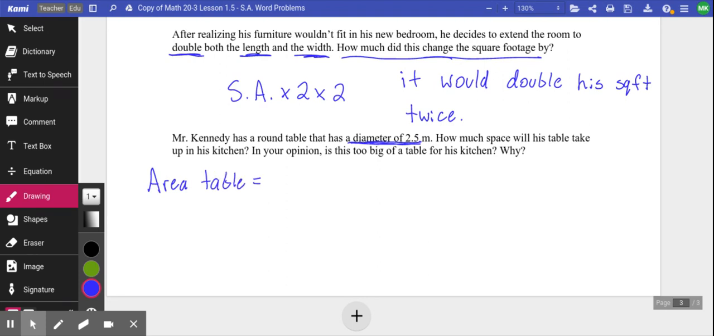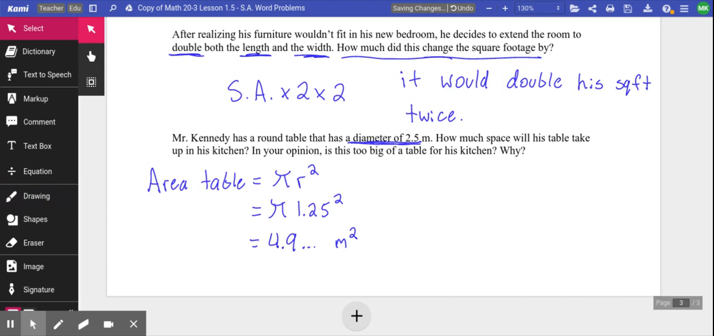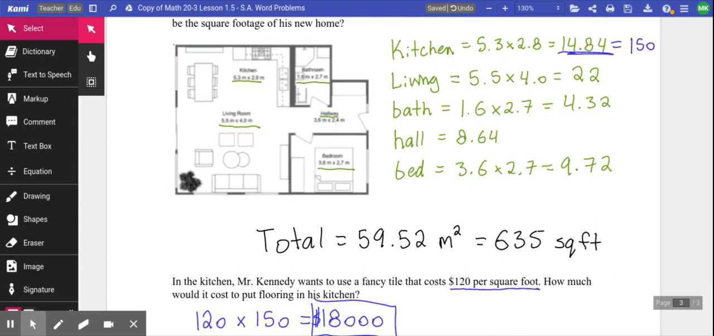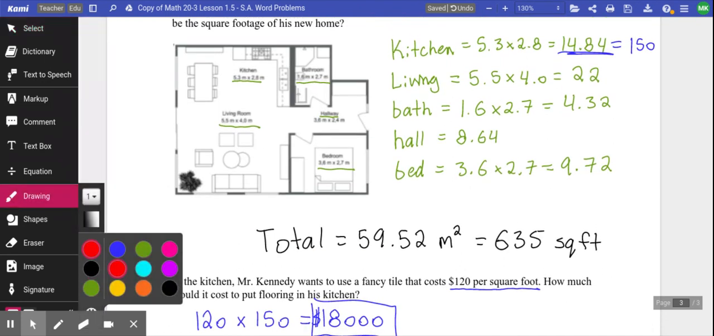The area of the table is going to be pi r squared, which in this case would be r is 1.25, right? Because they gave me diameter, so I divided it by 2 to get the radius. When you do that, 1.25 squared times pi, that is 4.9 meters squared. If you compare that to the size of the kitchen, I have 4.9 meters squared for my table, my kitchen is 14 meters squared up here.